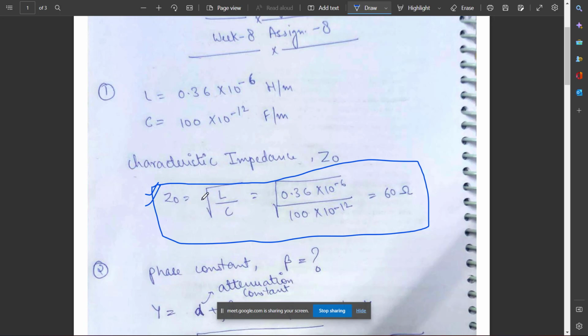Z naught is equal to root L by C. We know L is equal to 0.36 into 10 power minus 6 Henry per meter, and C is 100 into 10 power minus 12 Farad per meter. We have converted into SI units and put them in the formula, and we got 0.36 into 10 power minus 6 upon 100 into 10 power minus 12, root of that, which is 60 ohms. Is there any confusion here?